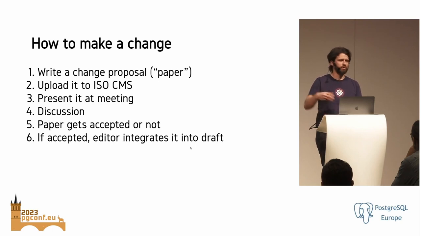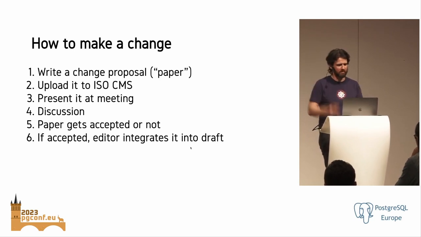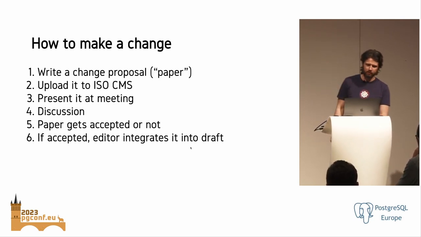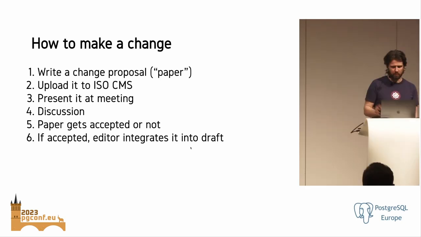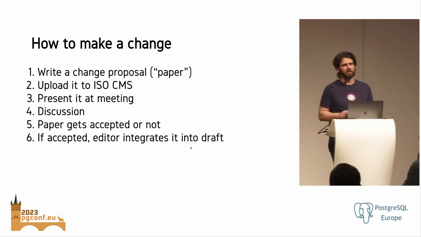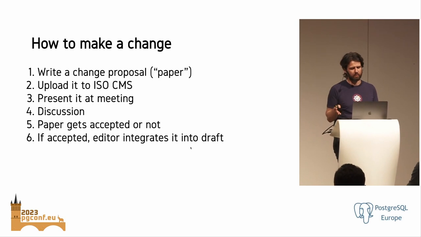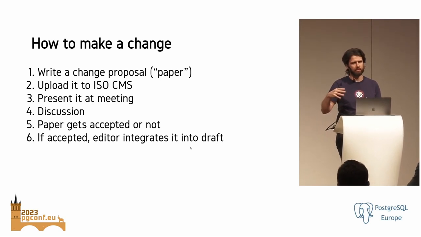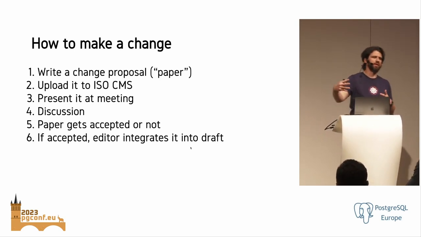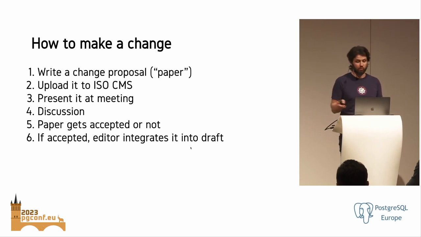Maybe you make a second version and you just present it the next day, or if it's a larger change, you come back at the next meeting, maybe you do it a few times, or maybe at some point you also give up. It's the same possible sort of flow chart, right? And then if it gets accepted, then you're done, then what we would maybe in Postgres call the actual committing is done by the editors.